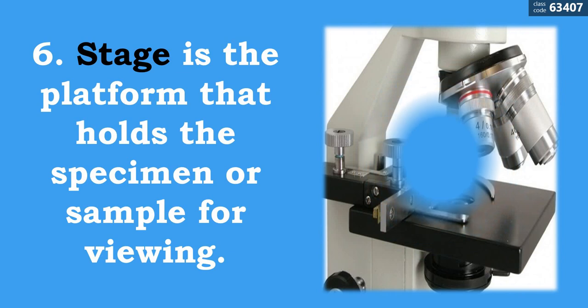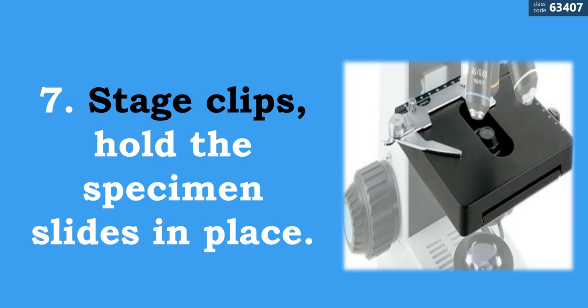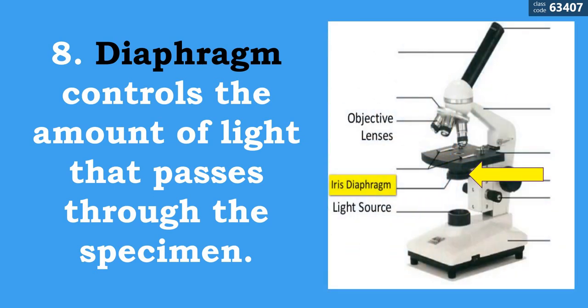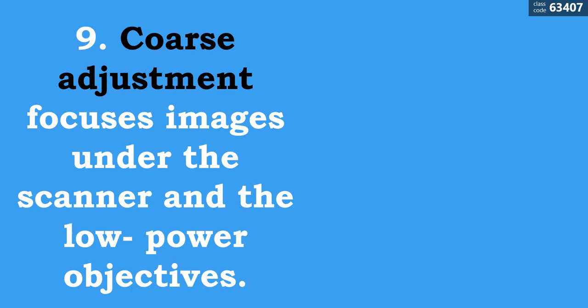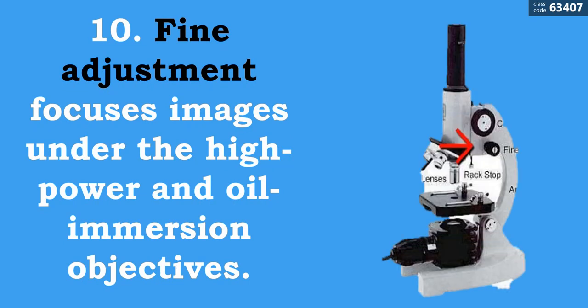Okay, so next is the stage. That is the stage. The stage is the platform that holds a specimen or sample for viewing. For number 7, the stage clips are the clips just behind the stage. They hold the specimen slides in place. For number 8, it's called the diaphragm. It controls the amount of light that passes through the specimen. The coarse adjustment focuses the images under the scanner and the low power objective. So this is it, the bigger one. The next is the fine adjustment. It focuses images under the high power and oil immersion objectives, the smaller one.